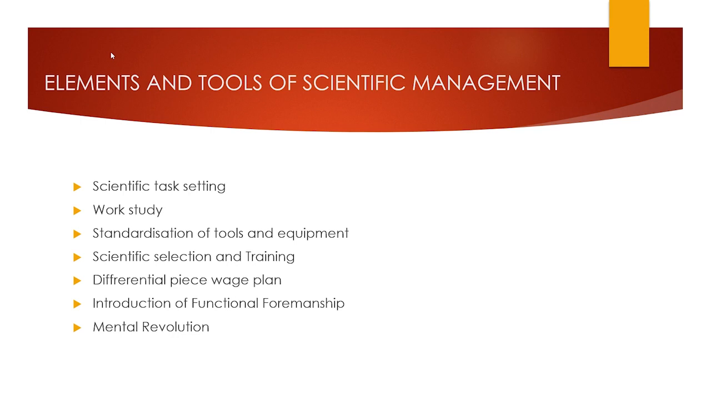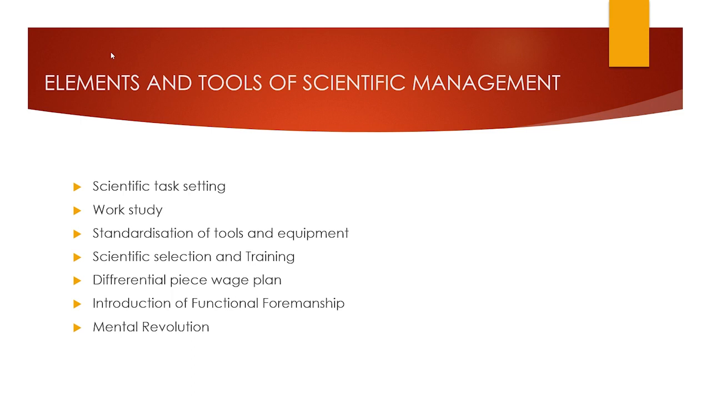Next one is differential piece wage plan. Under this plan, there are two piece work rates. One is lower and the other is higher. If a worker finishes work within the standard time or if he produces more than the standard output within the standard time, he will be paid more. But if a worker is performing below the standard, he will be given lower piece rate.